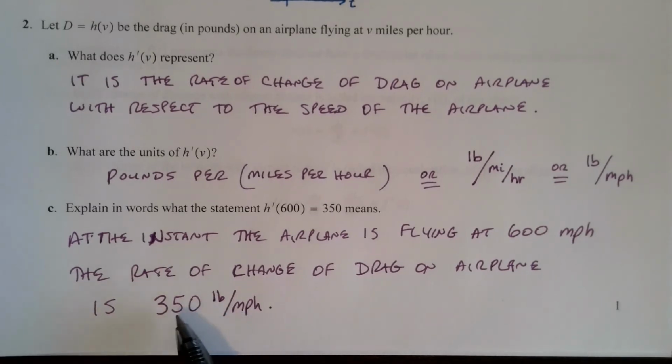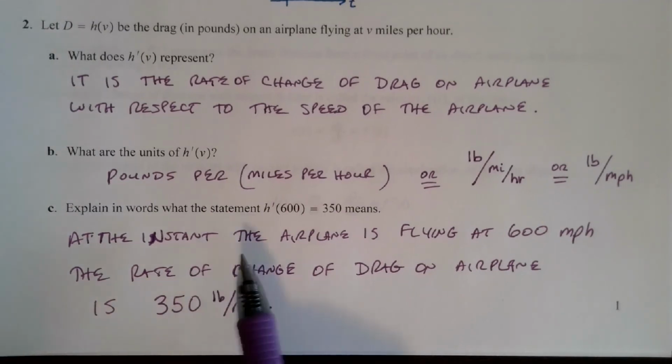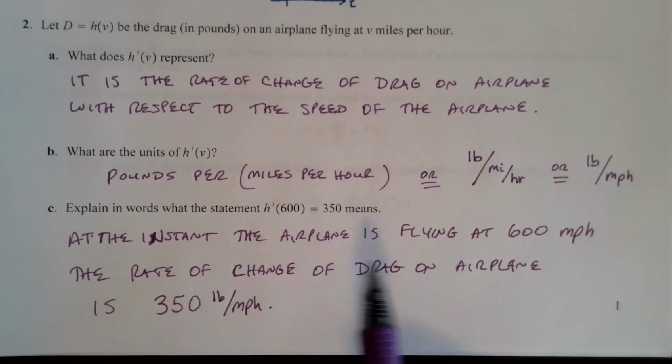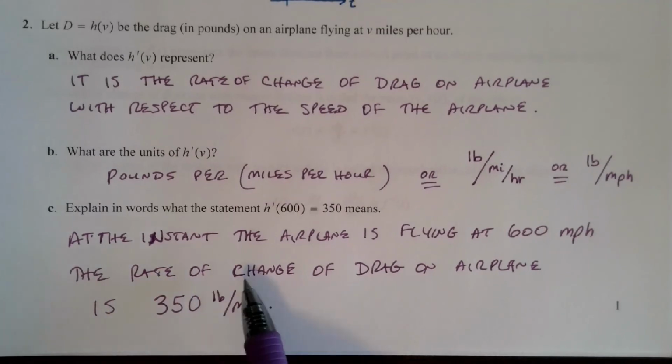Okay, so that maybe seems pretty extreme to you, but that's what it is at this instant. Right now things may be changing. The graph is not necessarily linear, but right at that instant, that's what the rate of change of the drag on the airplane is. So it's real important to get the units correct here, and make sure you have the rate of change right when we talk about the derivative. And that's the meaning of these things.